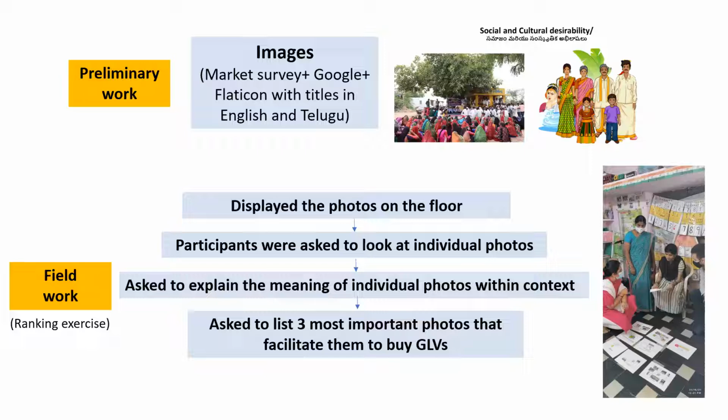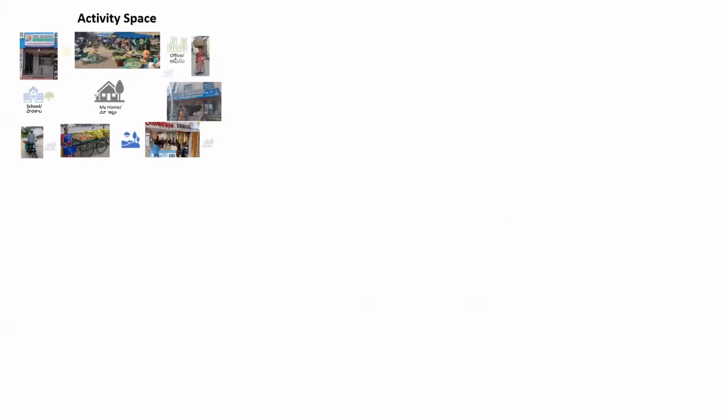If they answered differently, like interpreting a photograph of a sociocultural thing differently, which Kritika will be presenting in the results, we then corrected them, saying that this is not what you have understood, this is like this. Then we asked them to rank which is the most important facilitator that makes them buy green leafy vegetables. And these are the photographs which we displayed on the floor.